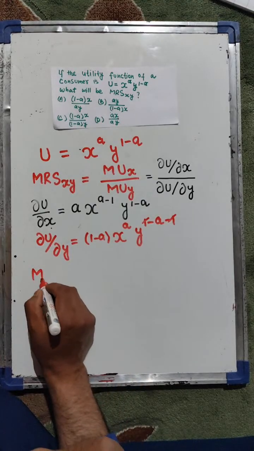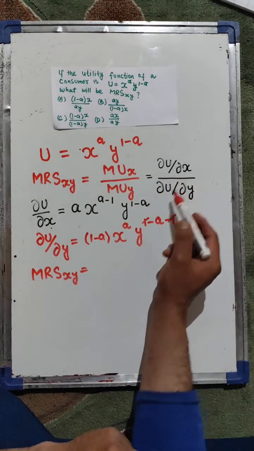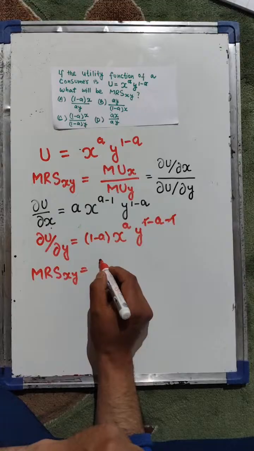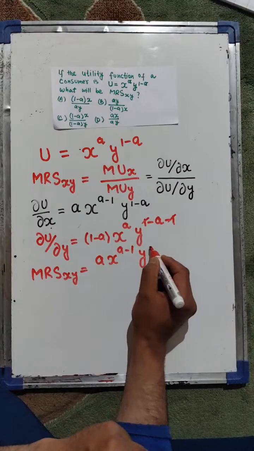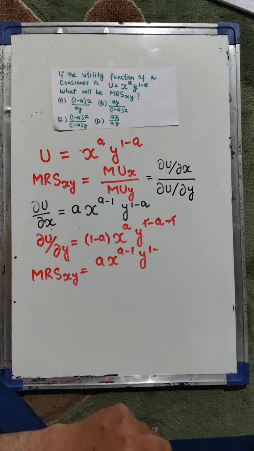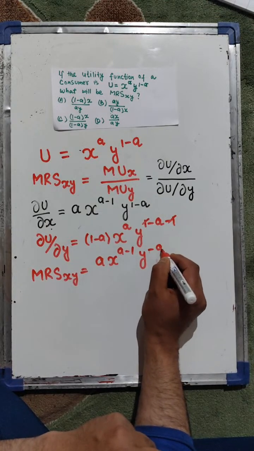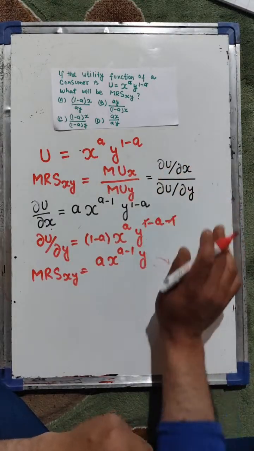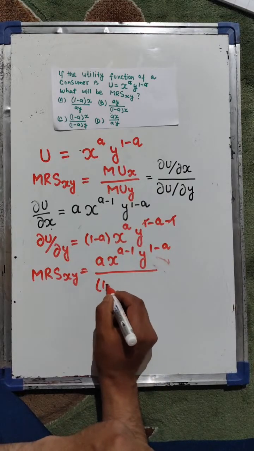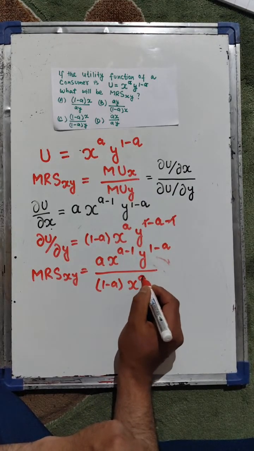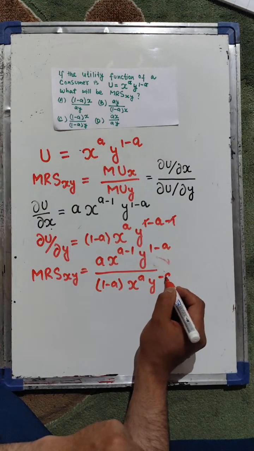Then MRS, the marginal rate of substitution between good x and y, will be equal to du upon dx, which we got as a x to the power a minus 1 times y to the power 1 minus a, divided by du upon dy, which is 1 minus a times x to the power a times y to the power minus a.